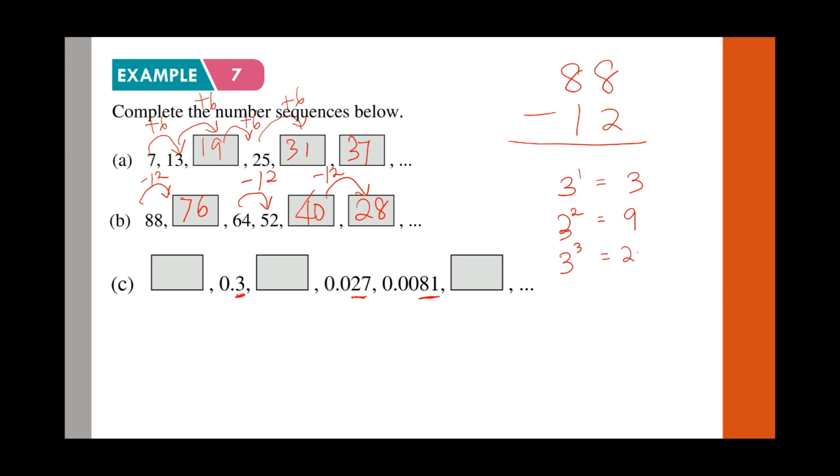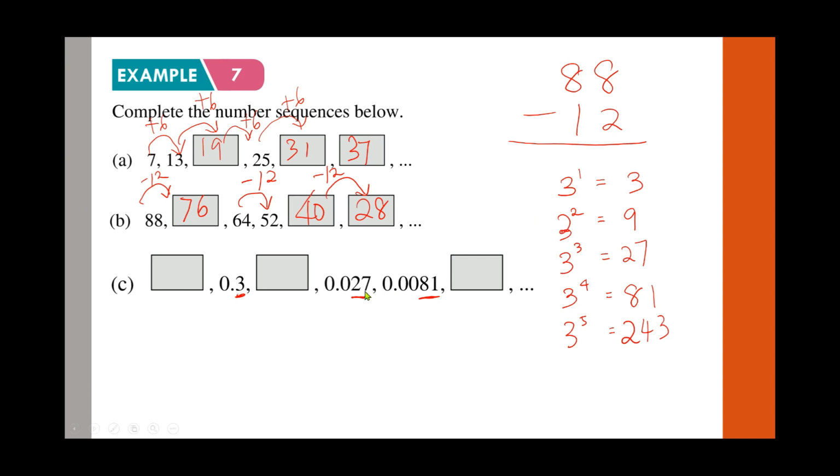3 cubed is 27. 3 to the power of 4 is 81. 3 to the power of 5 is... sorry, it's not that. How much is it? It's 243.